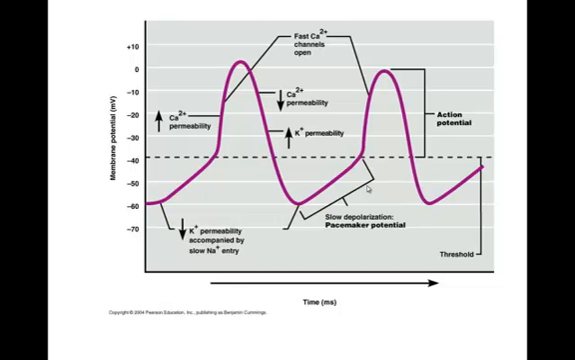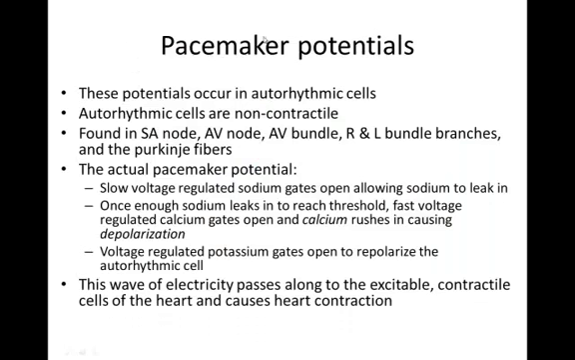They're irritable cells, and they're just unlike all the other cells of your heart. They're not going to contract, these cells. They're just those excitable cells that are causing all the other cells in your heart to contract. So these potentials occur in the autorhythmic cells, which are non-contractile, and they're just way different.